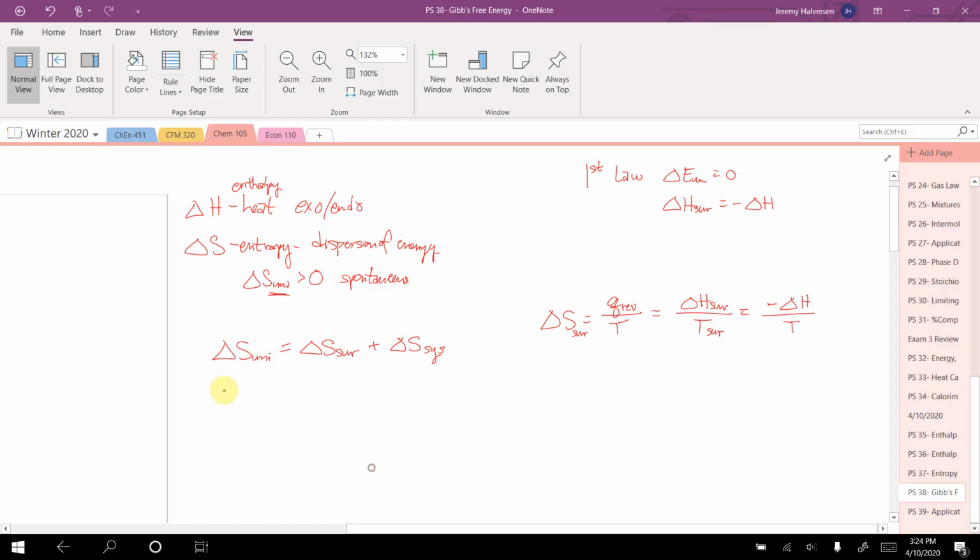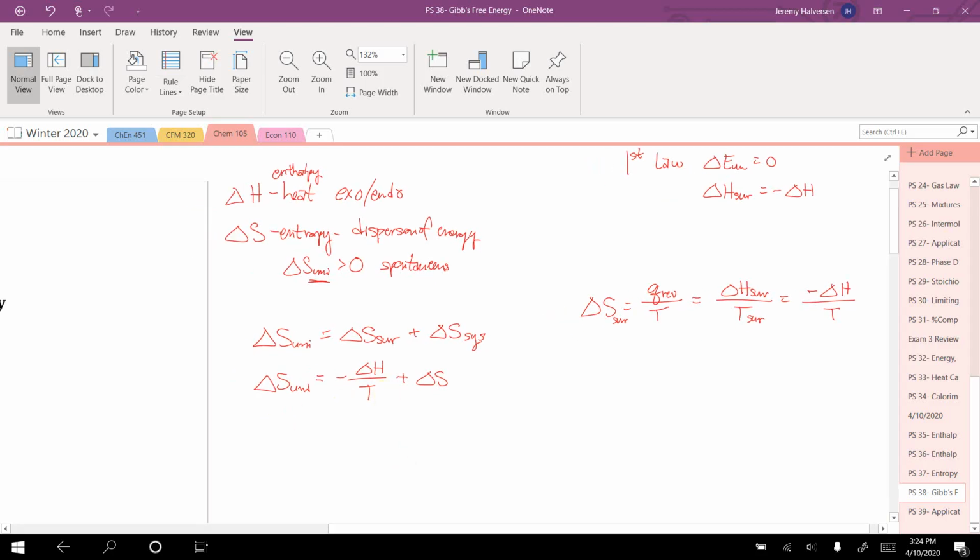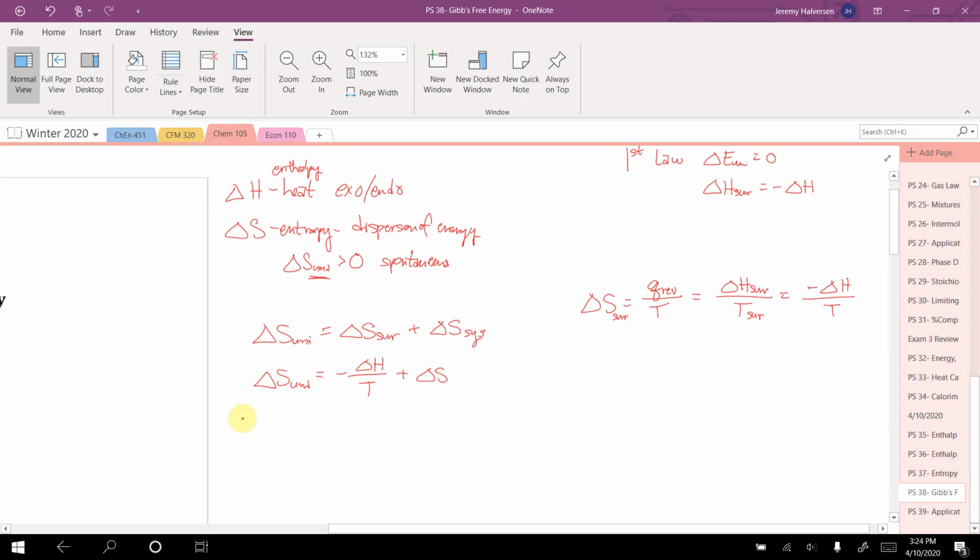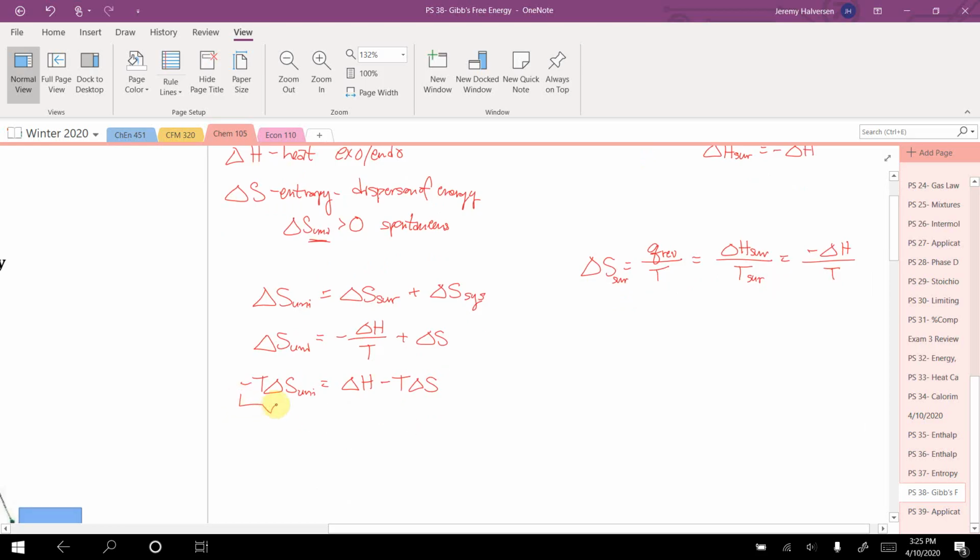So I'm going to plug that in. Delta S of the universe is negative delta H of the system over T plus delta S of the system. And again, I'm going to leave no subscript because that means system. Now what I'm going to do is multiply every term by negative T because I'm going to get rid of this. And that leaves me with negative T delta S of the universe equals delta H minus T times delta S of the system. And some guy named Gibbs comes along and he names this delta G. And we call this delta G Gibbs free energy.